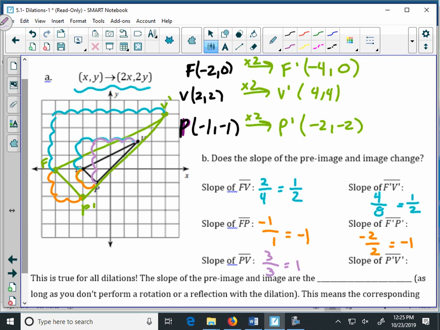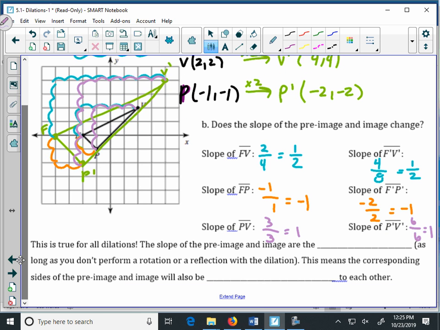1, yeah. Where is it? Okay. We went up 1, 2, 3, 4, 5, 6. And we go right 1, 2, 3, 4, 5, 6. What does 6 over 6 simplify down to? 1. Okay. This is true for all dilations. When you do a dilation, did the slope change? No, the slope did not change. Slope stayed the same. Okay?